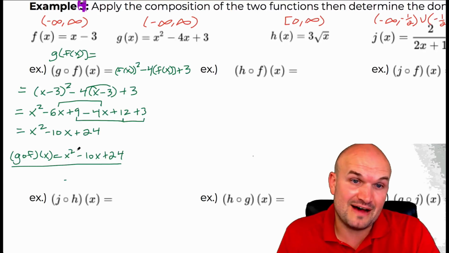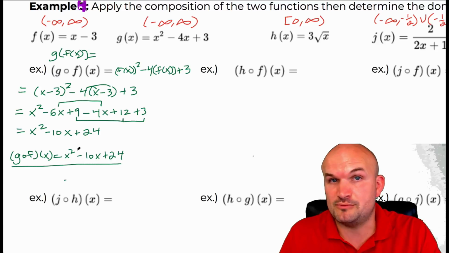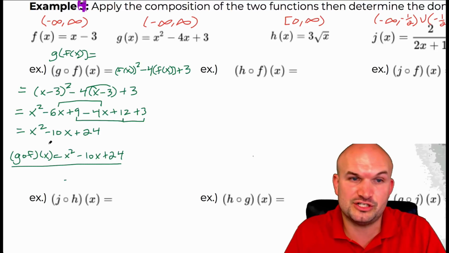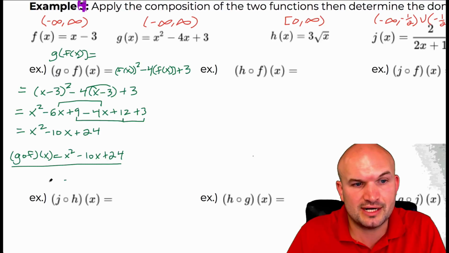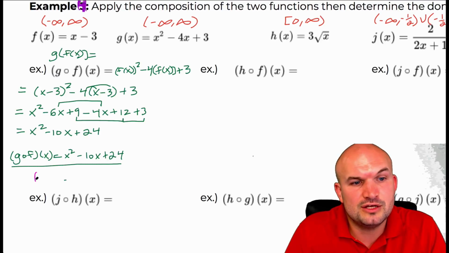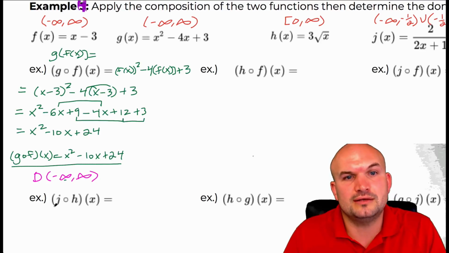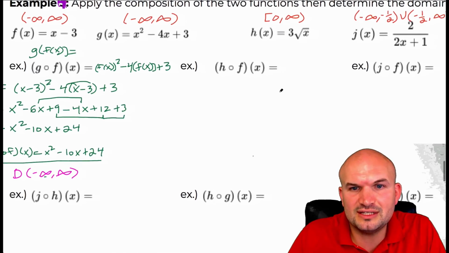That domain needs to follow, as well as your final result. Make sure you can identify any restrictions there. And we'll get to a couple examples you'll see. But in this case, we have no restrictions. So my domain is going to be from negative infinity to infinity. Okay, let's go and look at the next example.